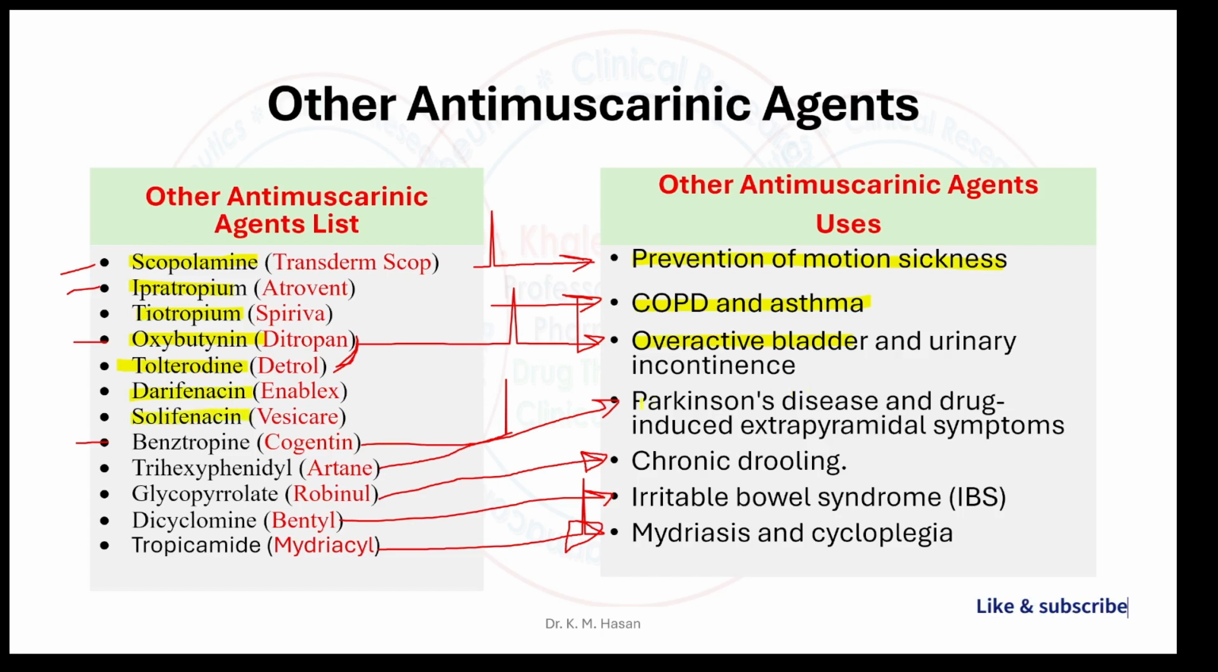Which of these medications is used for Parkinson disease and drug-induced extrapyramidal symptoms? We have benztropine, trihexyphenidyl. Two medications for Parkinson disease. Which is used for chronic drooling, excessive salivation? We have glycopyrrolate. Which is used for irritable bowel syndrome? We have dicyclomine, Bentyl. Which causes mydriasis and cycloplegia? Tropicamide, Mydriacyl.